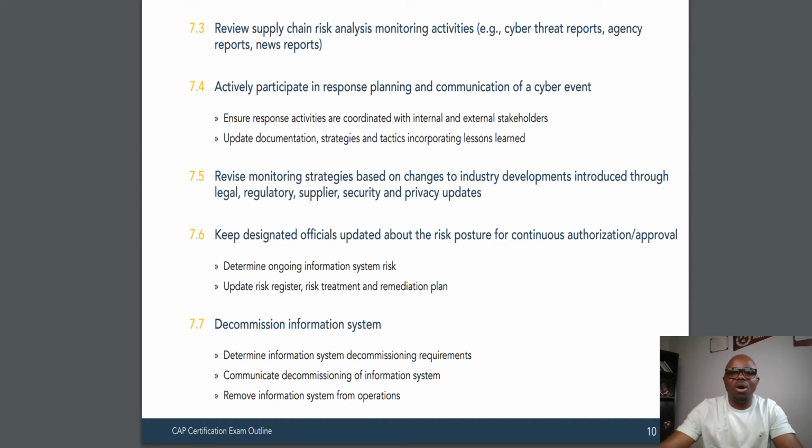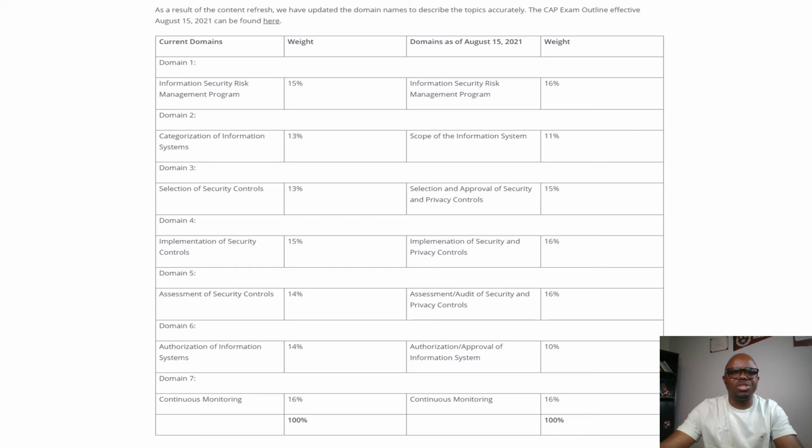So these are the newly updated 7 domains of the ISC2 Certified Authorization Professional exam outline, which will take effect August 21st, 2021. So let's look at the frequently asked questions that ISC2 has put on their website, and the overall changes that happened.